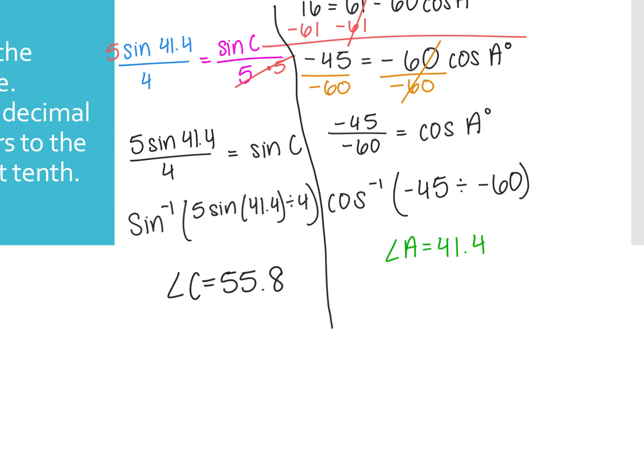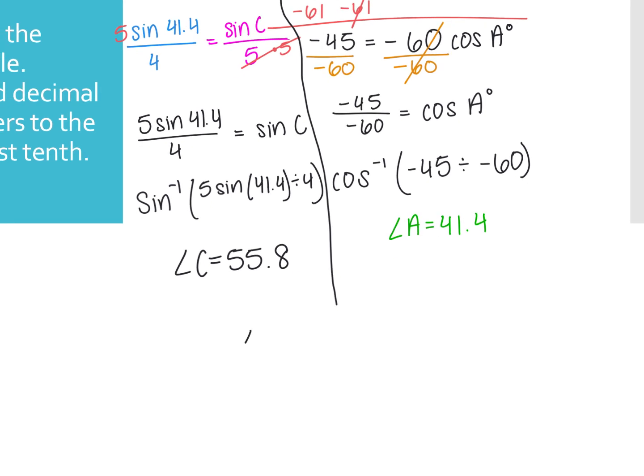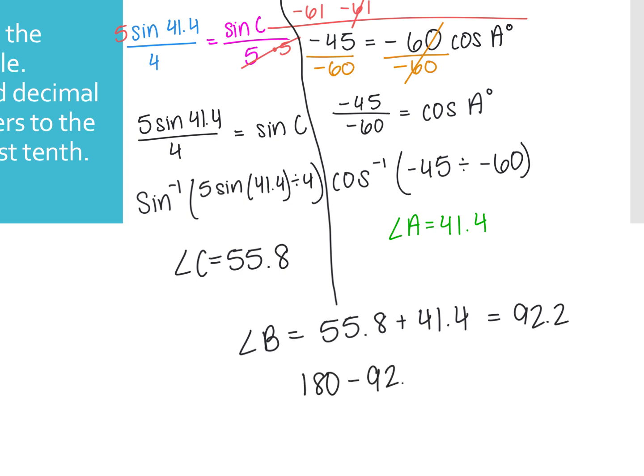All right, so last angle, and then we're done. Angle B. I got negative. No, you plugged it in wrong probably. If you added 55.8 plus 41.4, you should have had 92.2. Then you do 180 minus 92.2, or 97.8. I got 96. No, it should be 97.2. And if you subtract it correctly, you should have had angle B equals 82.8 degrees.